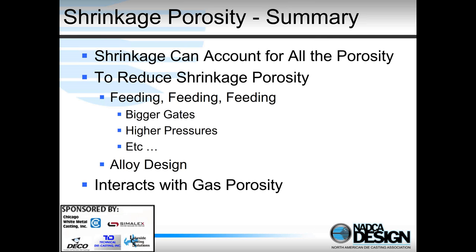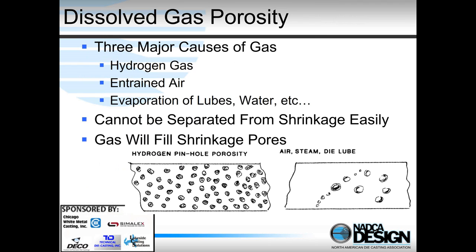Now, one thing we haven't talked about yet, we've just talked about shrinkage so far, but gas entrapment is also going to form porosity in die castings. And actually, it often will interact with the shrinkage porosity that's been formed. Okay, so let's talk a little bit more then about gas entrapment and its effect on porosity. And as we can see here, there's really three major causes of gas entrapment.